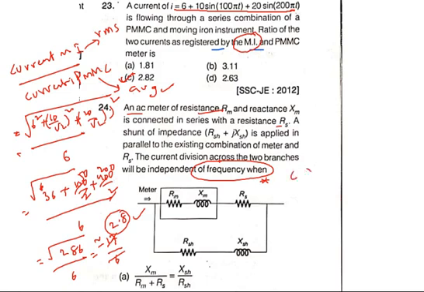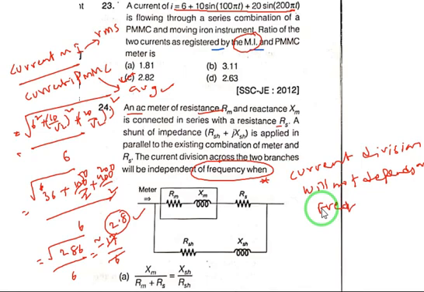See here, current division will not depend on frequency. In which case? Very important. Current division will not depend on frequency when the ratio of the reactance to the resistance is equal in both the branches. If the ratio of the reactance to the resistance is the same in both the branches, then we can say current division will not depend on frequency. Again I am repeating.